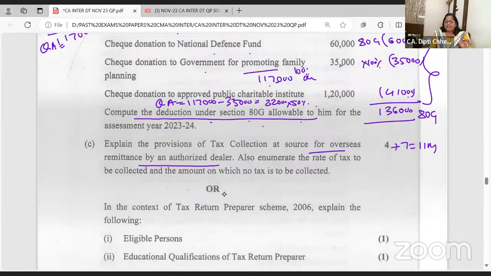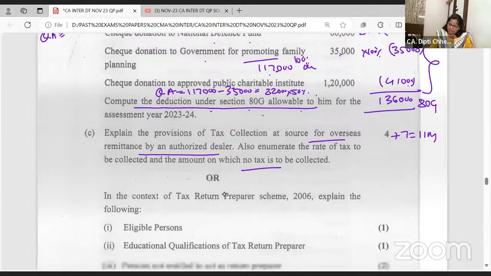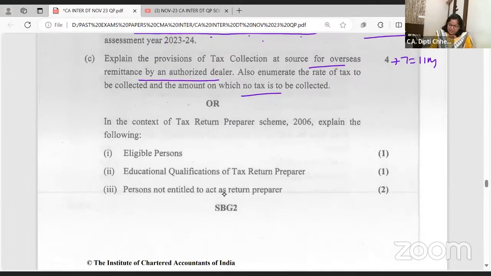There was an amendment here. Now I can go to my notes and show you. We have made a table, no? Overseas remittance up to 7 lakhs for education and all nil. After that 0.5%. And for any other payments also up to 7 lakhs nil, after that 5%. And for tour packages and all, whatever amount it is, TCS is collected at the rate of 5%. So all that provision you have to write for 4 marks.